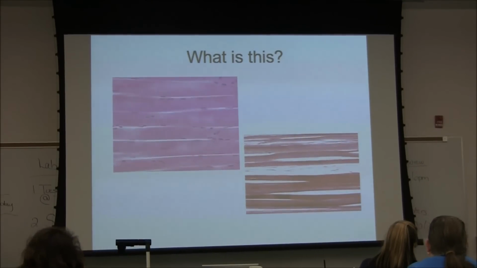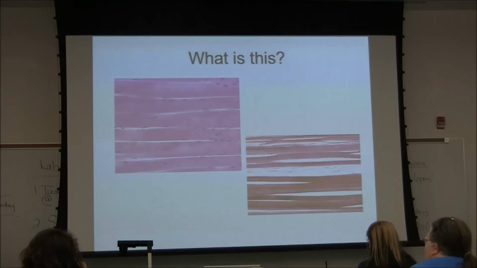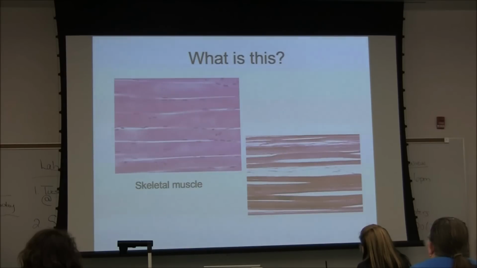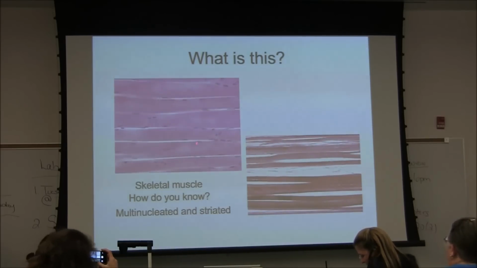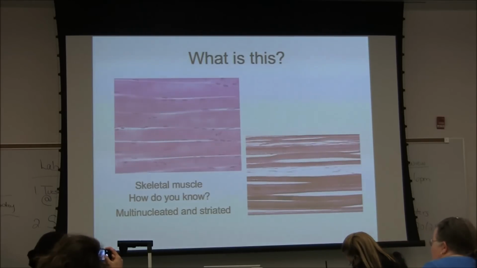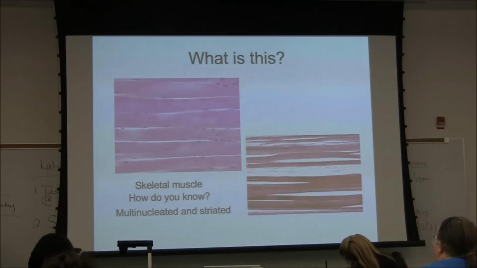Skeletal and they're both the same kind. What are they? Skeletal muscle. This is the other skeletal muscle. You know because it's multinucleated. All those little purple guys are the nuclei. And it is striated. You can clearly see the striations, those vertical lines. So those are the two kinds of skeletal muscle that you need to be aware of, the two preps.